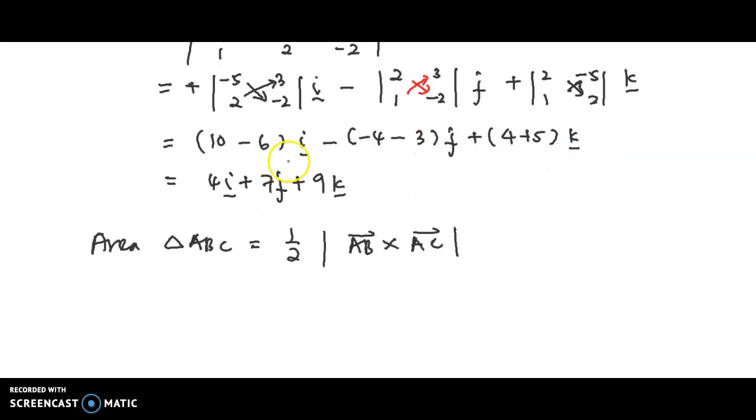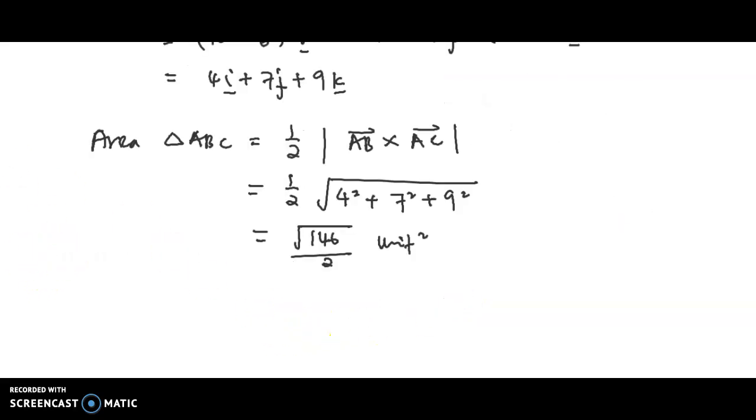Then to get the area of triangle ABC, we use the formula of finding the magnitude of AB cross AC and then multiplying by 1 over 2. This is how to get the magnitude: you take the square root of the I component squared plus the J component squared plus the K component squared. So finally you get root 146 over 2 unit square.